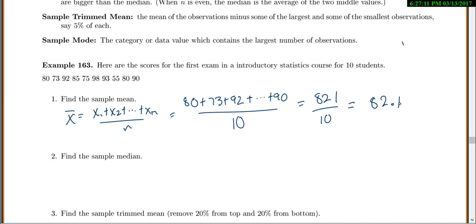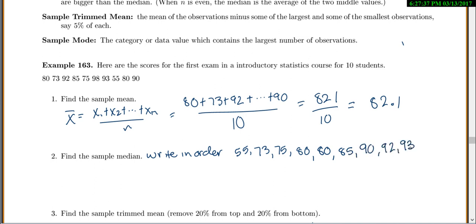Now let's find the median. Before you find the median, you're always going to want to write it in order. So the smallest one is 55. And then next is 73, 75, and since I did this earlier, 80, 80, 85, 90, 92, 93, 98.